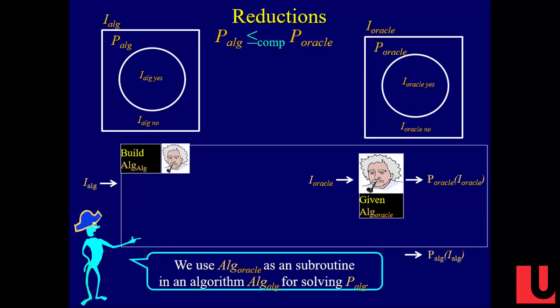All right, so here, how do we build an algorithm for our new problem? Here's an algorithm for the oracle problem, the harder problem. Here's an algorithm for the easier problem, which we're calling algorithm, because it's an algorithm for the problem that we're going to get an algorithm for, as opposed to the oracle.